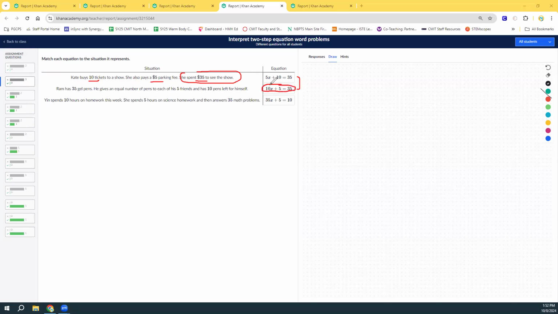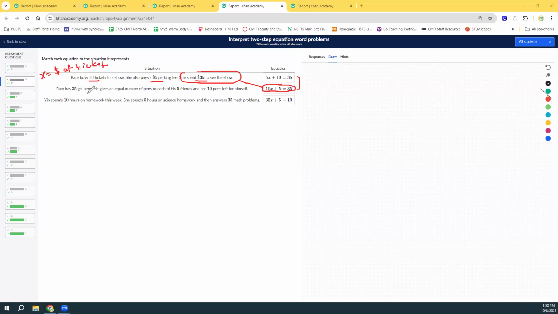We are going to multiply, what are we multiplying? 10 tickets by the price of the ticket. So X is the price of the ticket. X equals price of ticket.